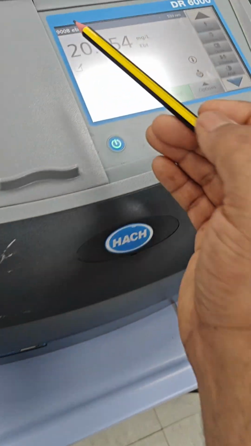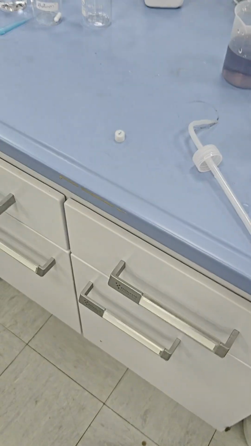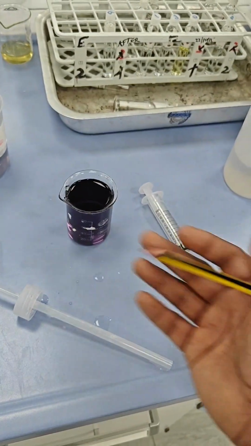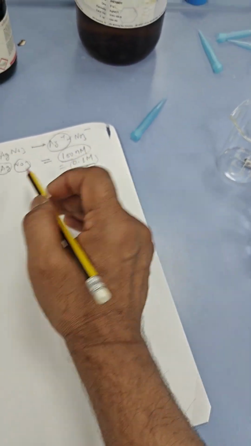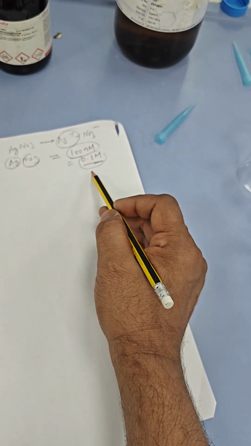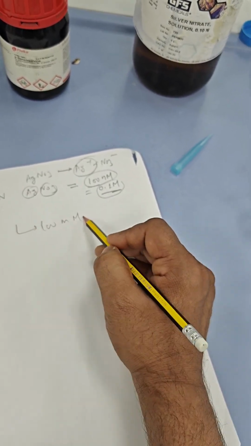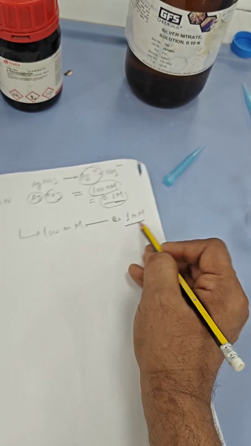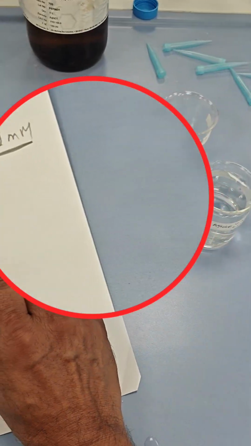Now EBT here is 20.554. Now we will check that after adding this, what changed. It was 50%, 60%. So the removal has increased or decreased or not. I mean, it is suppressed or not. This is 0.1 normal, which is equal to 0.1 moles, and this is 100 millimoles. So now from 100 millimoles, we have to go to 1 millimole. For that, we have added 1 ml and added 99 ml. So from 100 to 1.